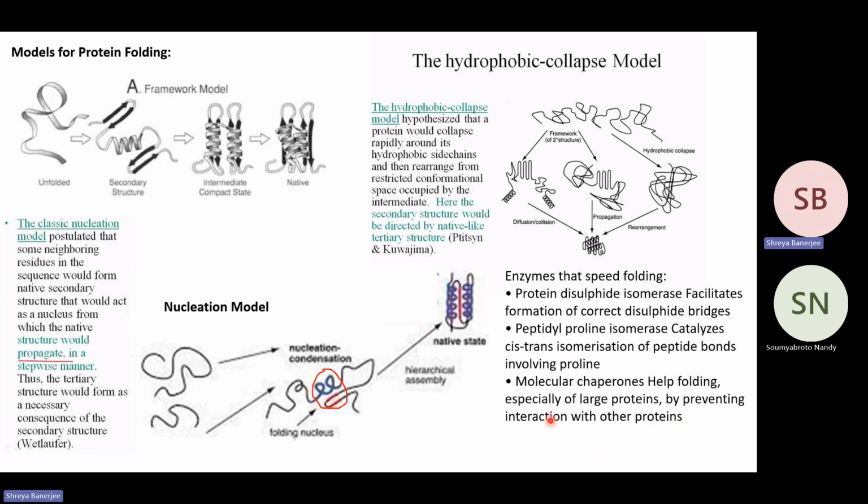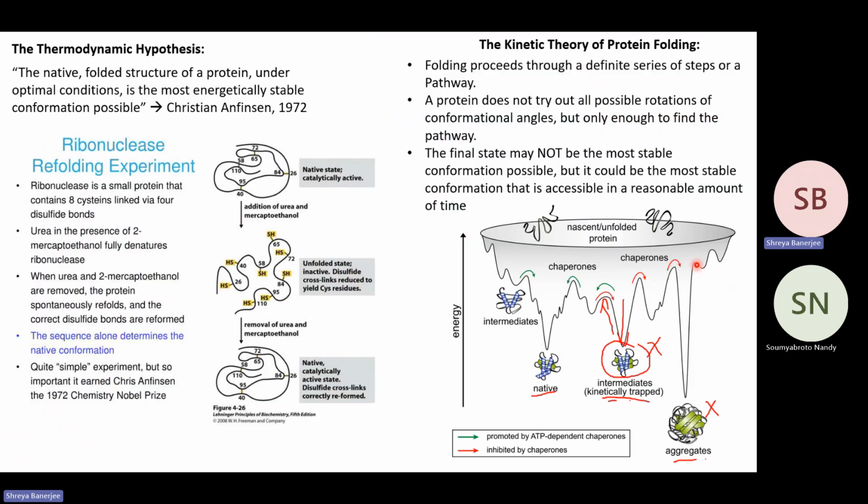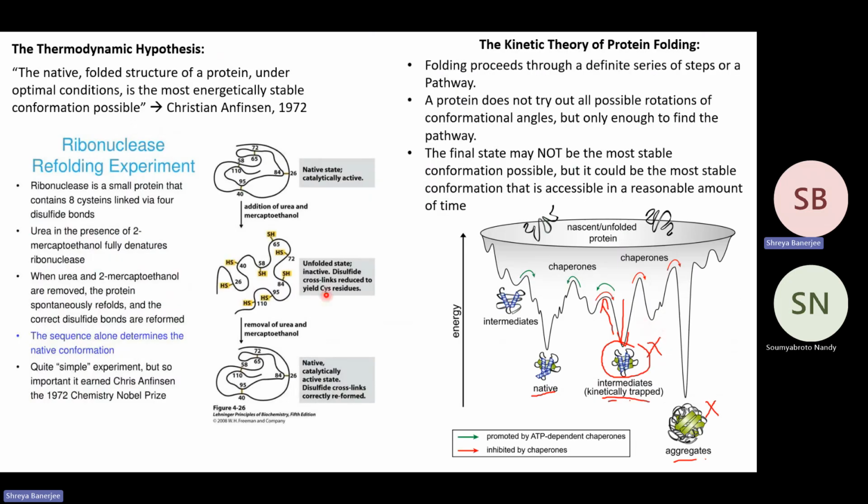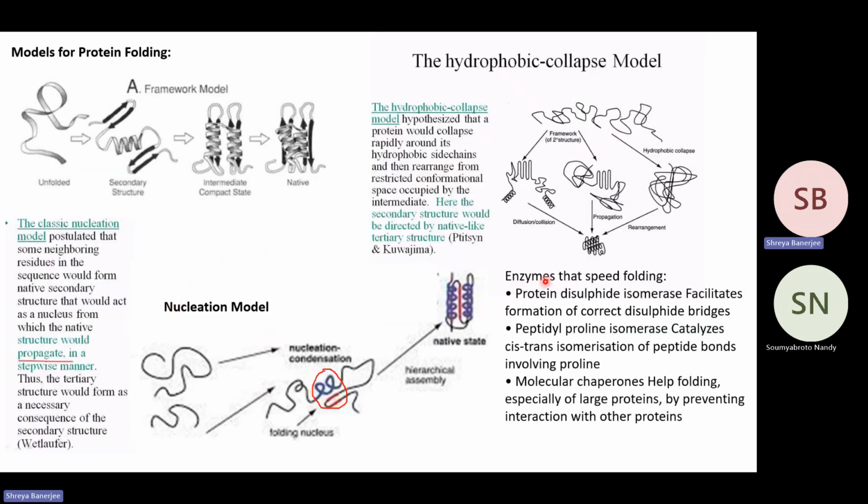Another is the protein disulfide isomerase, which helps in formation of correct disulfide bridges. So we saw the ribonuclease experiment. So from this step to this step, if a protein disulfide isomerase had been added, that will help in quicker formation of the disulfide bonds, and so this step will be catalyzed. So these are different enzymes that speed up the protein folding process.